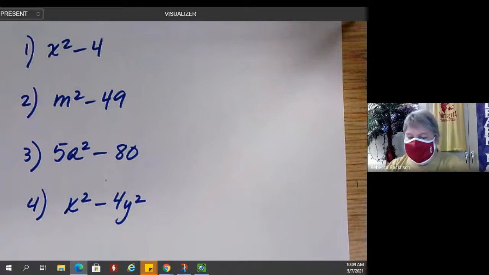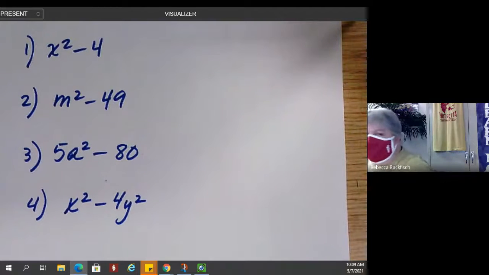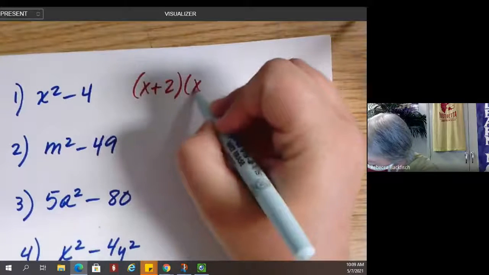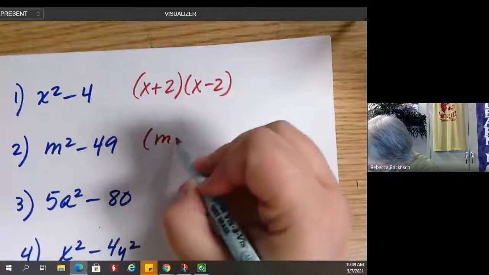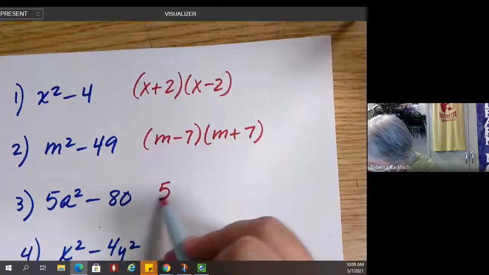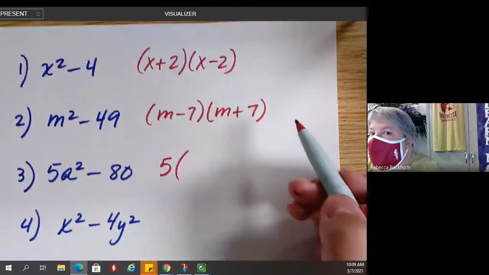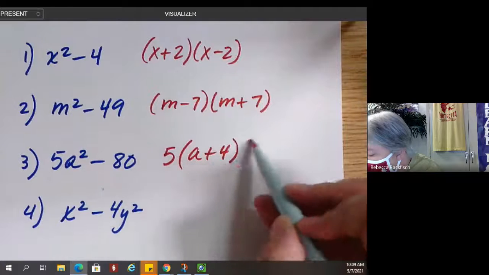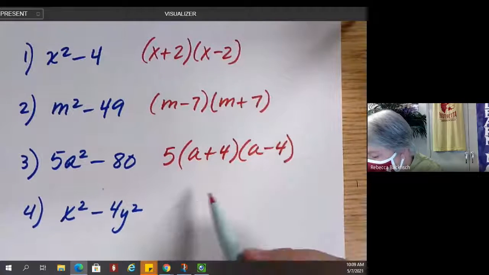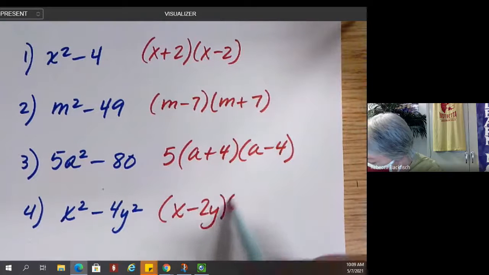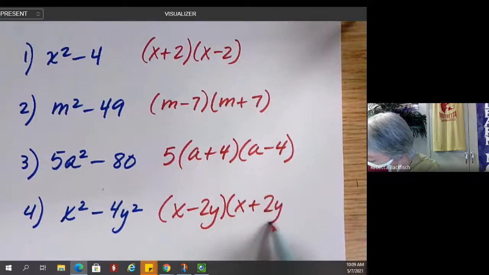You guys ready to check these? You look ready. Okay, x plus 2, x minus 2. M minus 7, M plus 7. This one, a 5 comes out, and then we have a squared minus 16. So a plus 4, a minus 4. And this one would be x minus 2y, x plus 2y.